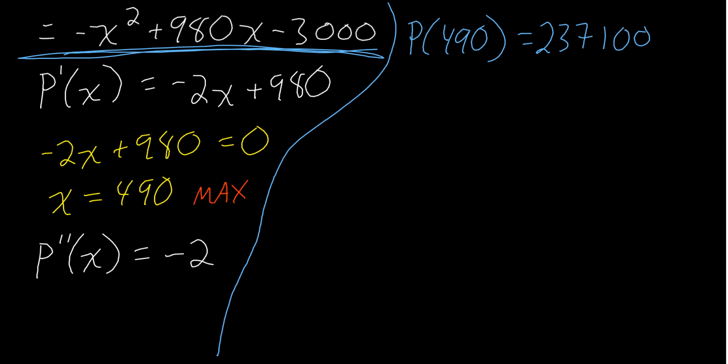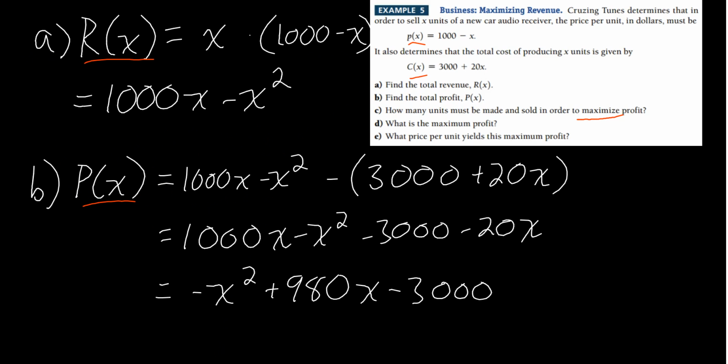Again, all I did was plug in my critical point into my original function. Same thing we have been doing. And then now E wants us to find the price, right? So E is what price per unit yields the maximum profit. Well, this is pretty easy. We can do this one in our head.